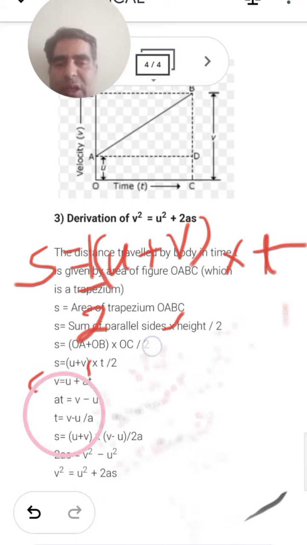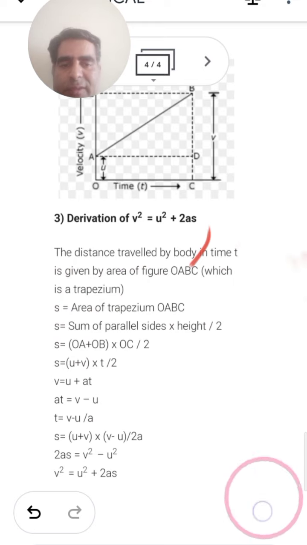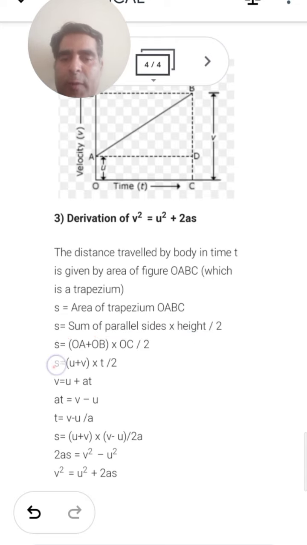Now you can also see in this one the derivation which is done over here. It is the area of the trapezium. S is equal to sum of the parallel sides into height upon 2. So S is equal to U plus V into T by 2. V is equal to U plus AT. AT is equal to V minus U. T is equal to V minus U upon A. On putting the value, you get the answer V square minus U square is equal to 2AS.